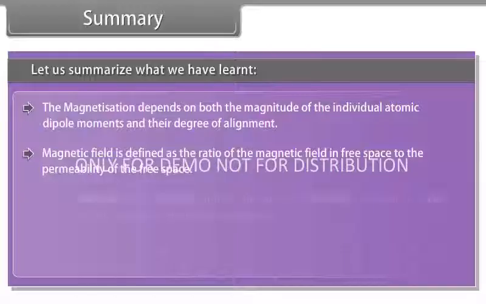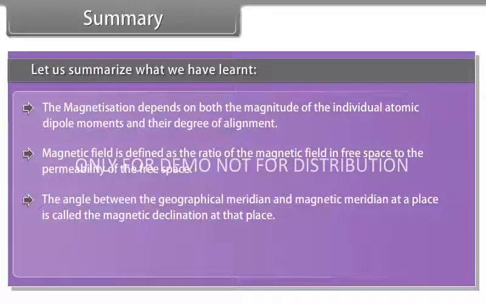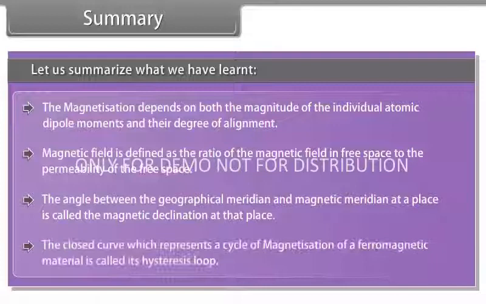The magnetic field is defined as the ratio of the magnetic field in free space to the permeability of free space. The angle between the geographical meridian and magnetic meridian at a place is called the magnetic declination at that place. The closed curve, which represents a cycle of magnetization of a ferromagnetic material, is called its hysteresis loop.